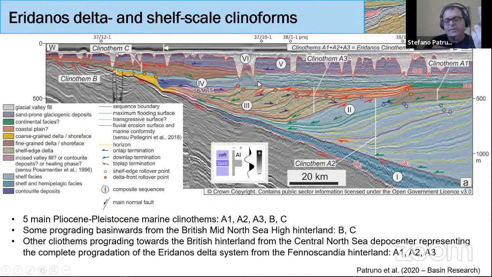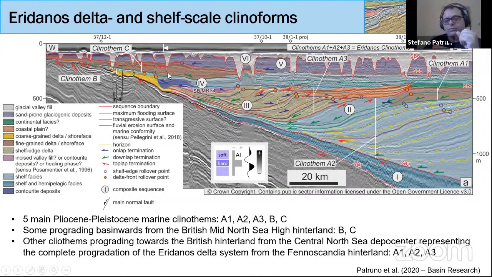So basically we identify five different clinotherm bodies over here. The first one is A1, which is this delta scale one. Then A2, which is this shelf edge one. Then A3, this brown body, where you can only identify one rollover point. So basically, ideally, the shoreline and the shelf edge clinoform are merged together in that setting. And then we have clinotherm B, which is the yellow body, which is being fed from the UK prograding basinwards. So this is a normal directional progression basinward. But as you can see, it didn't manage to go far, right? It's just a little body compared to this giant here. And C, which is a smaller one.